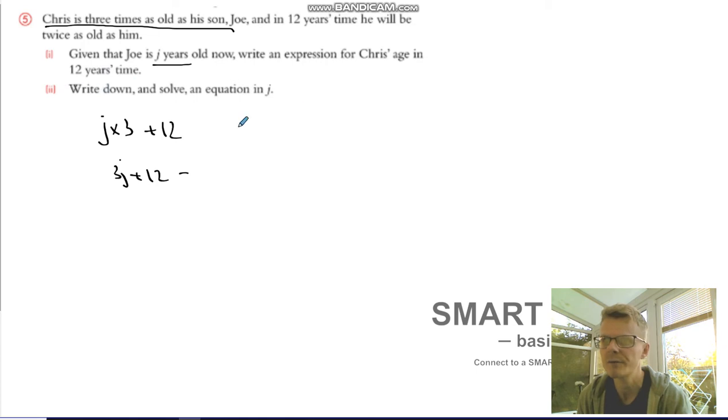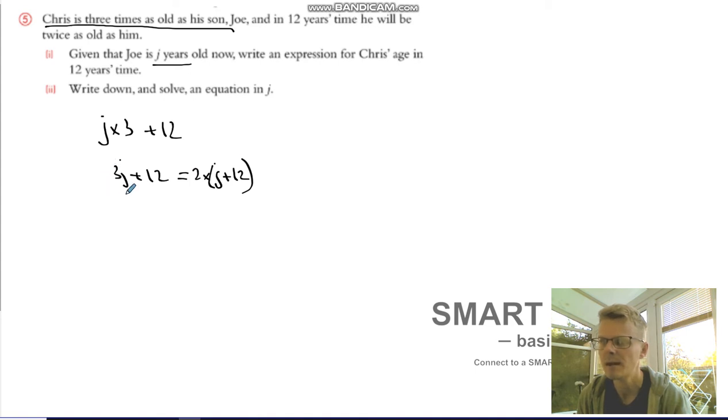For part 2, to find an equation, there's another way to find Chris's age in 12 years' time, because in 12 years' time, he'll be twice as old as his son. Okay, and the important thing to remember is Joe will also be 12 years older at that time. So Joe's age will be J plus 12. And then his dad's age will be double that. So then there's the equation that we need.